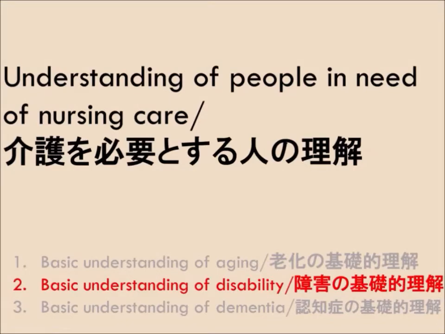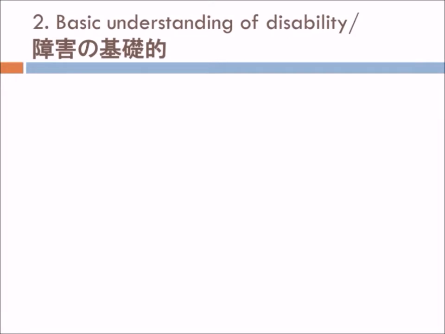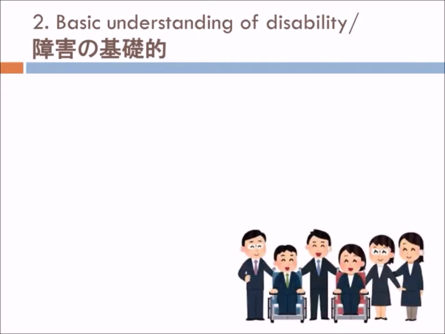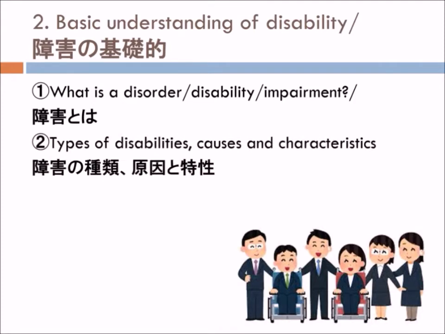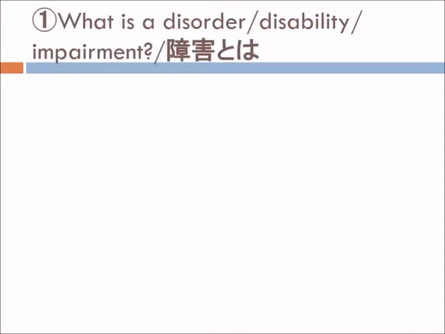Section 2. Basic Understanding of Disability. There are two topics. 1. What is a disorder, disability, impairment? 2. Types of disabilities, causes, and characteristics. What is a disorder, disability, impairment?